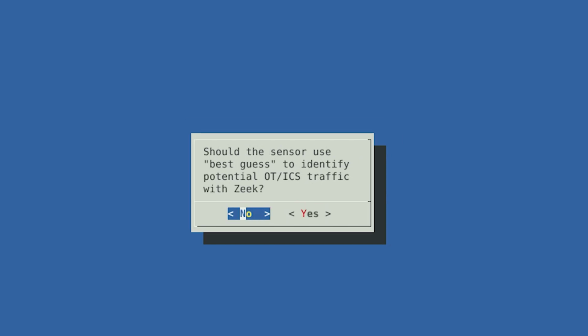Otherwise, select No. If you selected Yes to the previous question, this follow-up question asks if you would like the Hedgehog sensor to attempt to identify additional OT or ICS traffic that it's not 100% sure about. This best guess can help flag industrial control systems protocols that Malcolm doesn't yet have full support for, which could also result in more false positives.